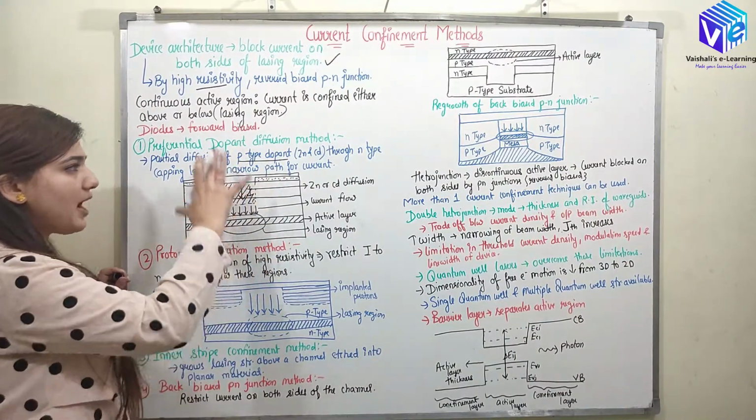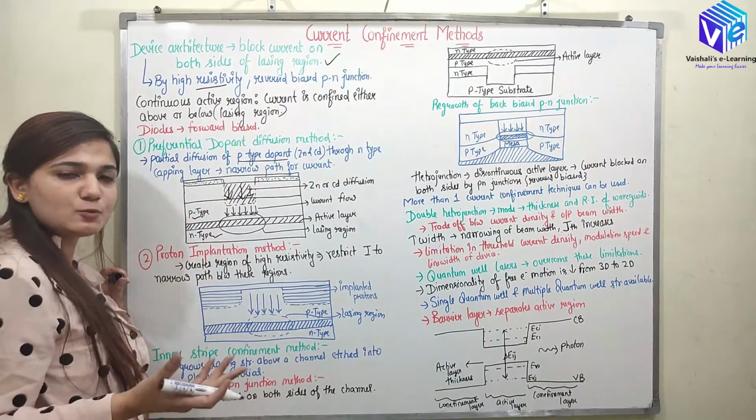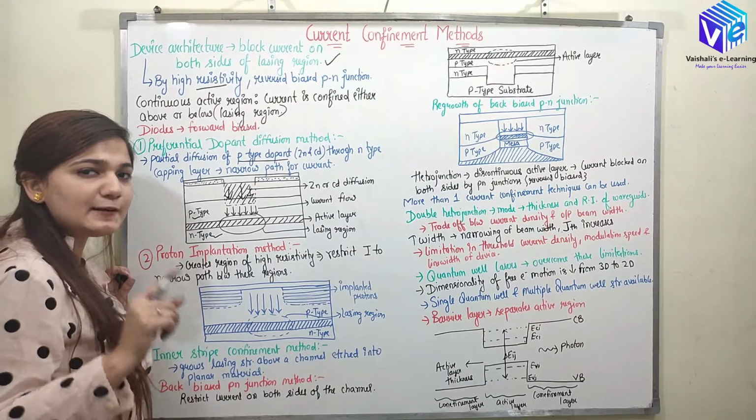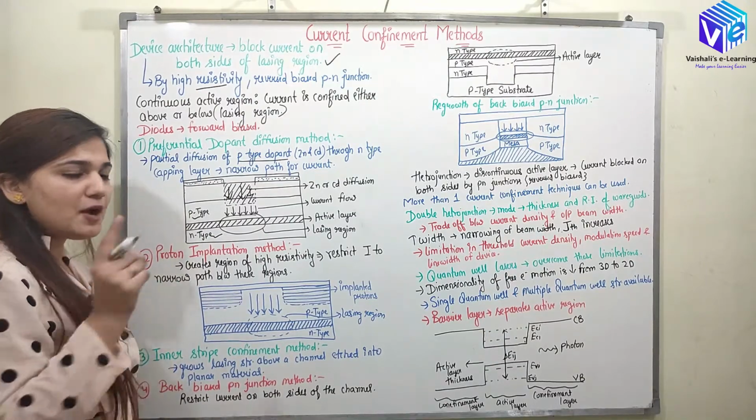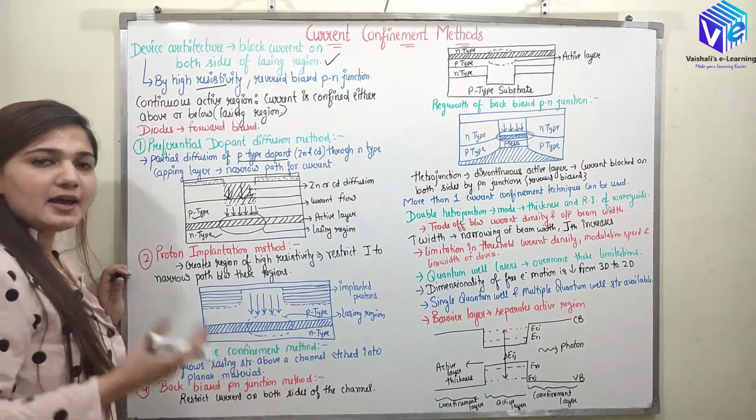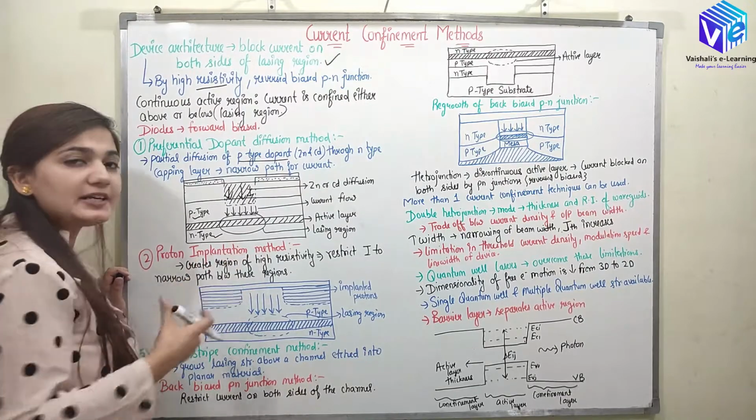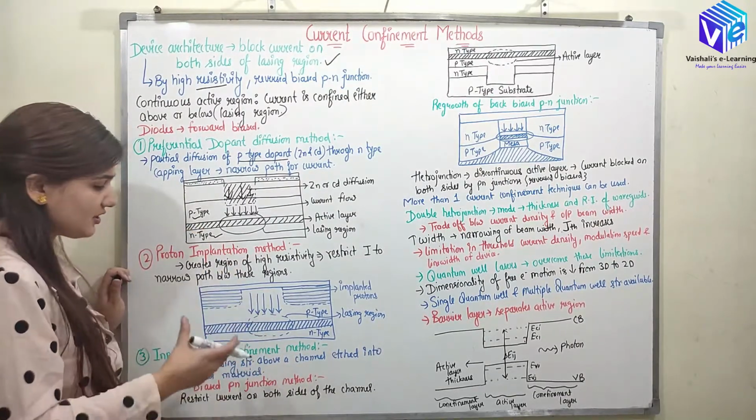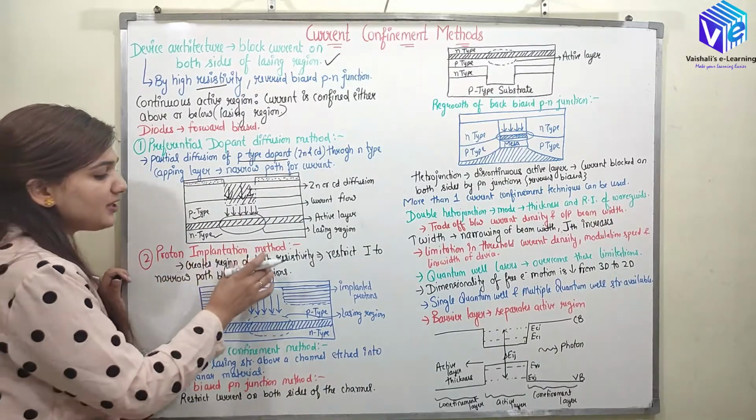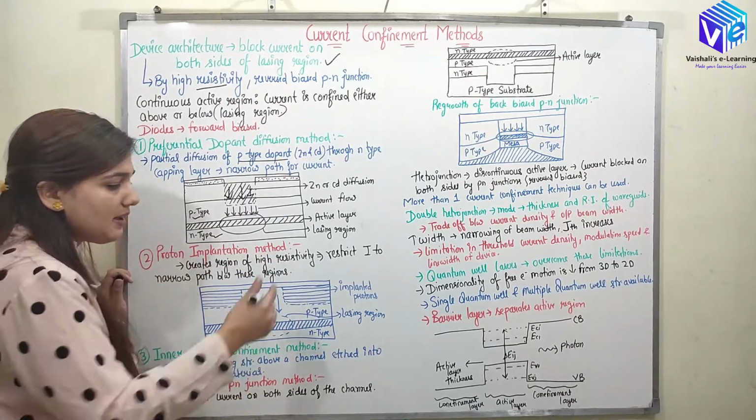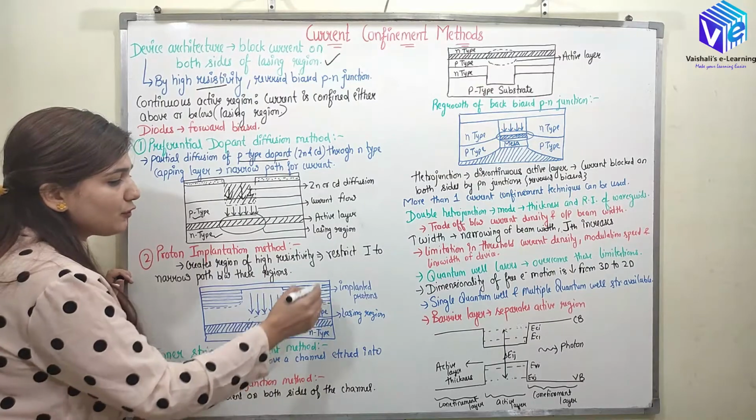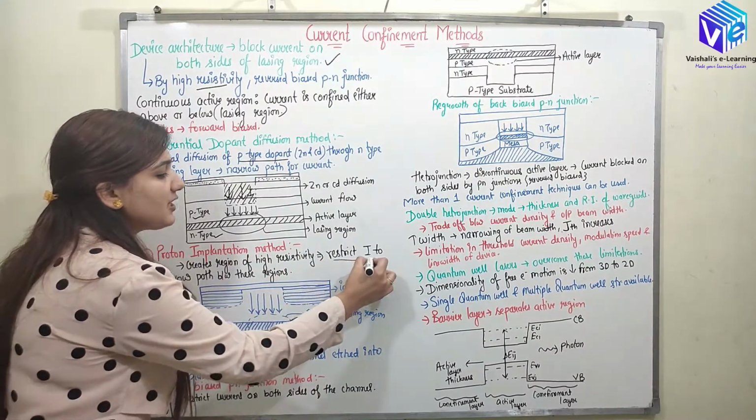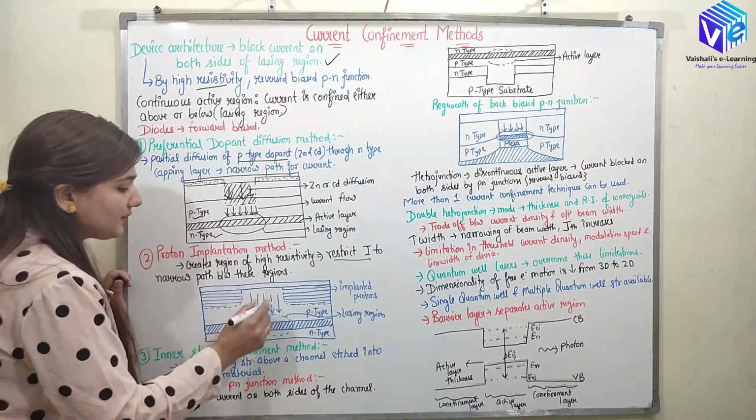So how is the partial dopant diffusion method working? What are the partial dopants? Zinc or cadmium. Now coming to the second method, here we have the proton implantation method. We are implanting protons inside the structure. So we are creating a region of high resistivity by implanting the protons. Proton implantation is going to restrict the current to a narrow path.